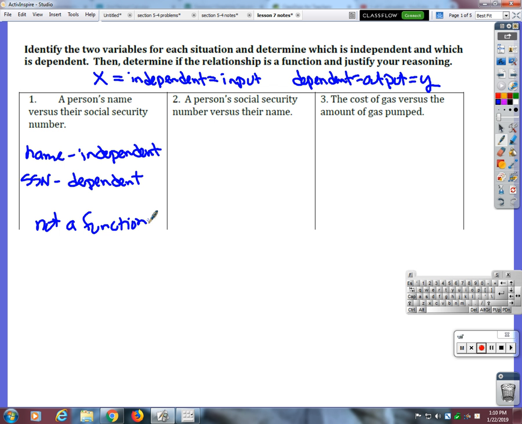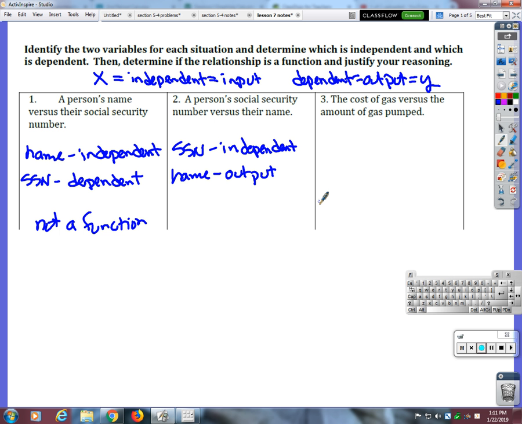So if you put those into the FBI database or whatever, then you're only going to get one person back, okay? Okay, now if you flip this around, and you make the social security number the input, and you make the name the output. So in this case, you put in a social security number and get a name back. That is a function, right?